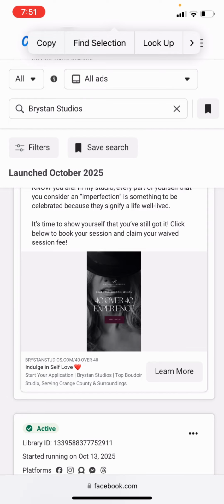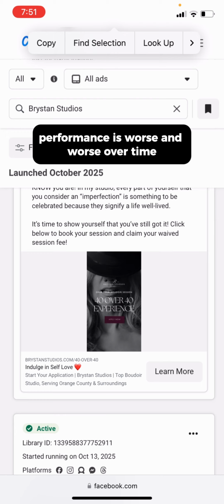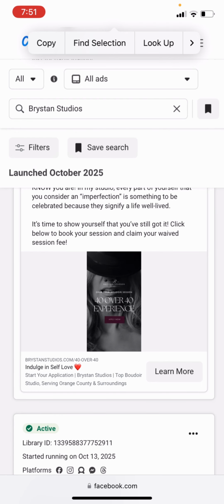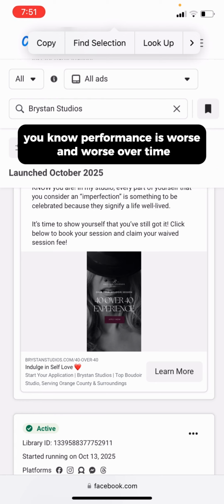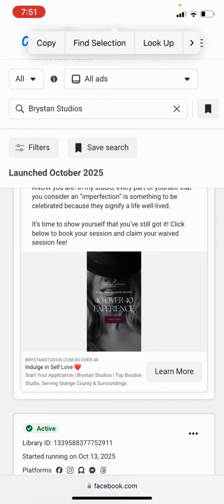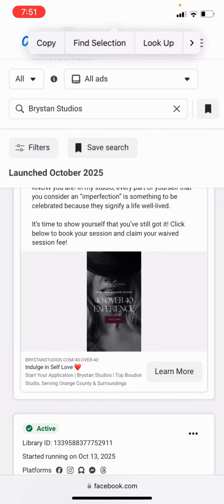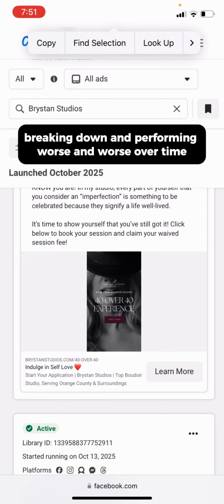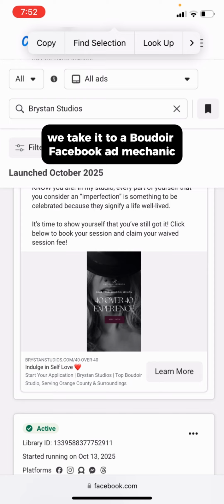Now, I consider every boudoir Facebook ad that has more than 2 out of 10 mistakes to be a breaking down boudoir Facebook ad. So, performance is worse and worse over time. Now, if a car is breaking down and has performance that is worse and worse over time, where do we take the car to get fixed? We take it to a car mechanic. Similarly, if we got a boudoir Facebook ad breaking down and performing worse and worse over time, where do we take it to? We take it to a boudoir Facebook ad mechanic.